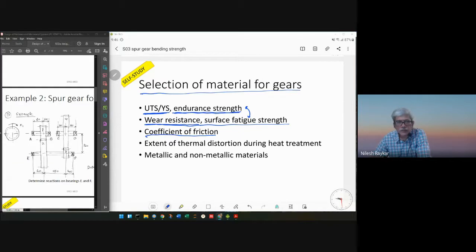Coefficient of friction. Obviously, to avoid the losses, we would like to have the coefficient of friction as low as possible. You can reduce it by adding lubrication, but the material also plays some role. I think you have come across this particular friction-reducing property in your power screw design. So does anybody know what material we use for power screw? What combination of materials do we use to reduce the friction? In a power screw, you have different material for the screw and different material for the nut.